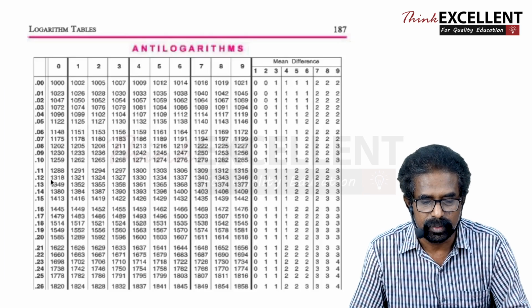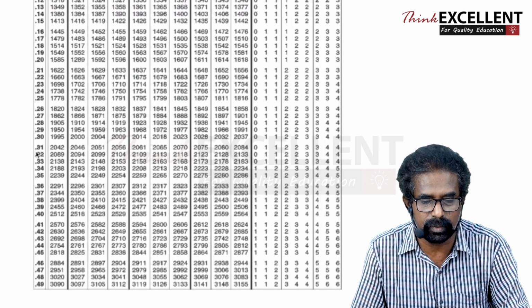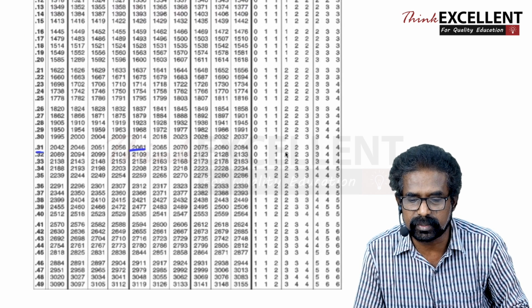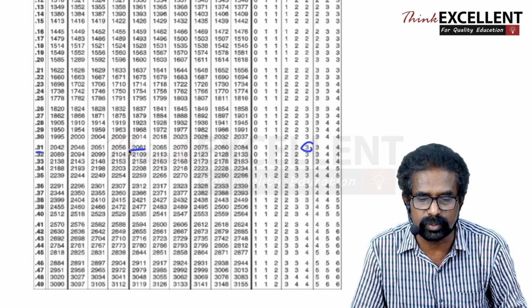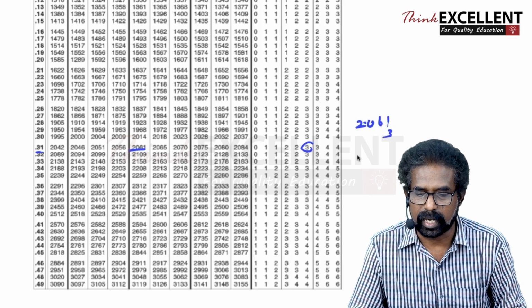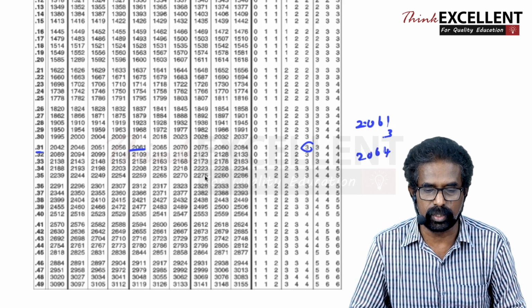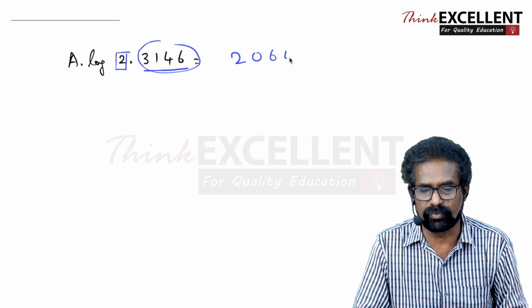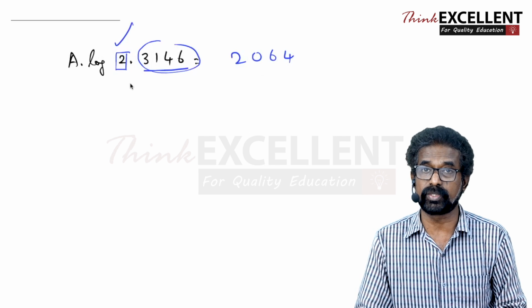3146. See, 31, same method. 31, 4: 0, 1, 2, 3, 4. And 6, for 6 it is 3, so you have to add it. 2061 and 3, add it, 2064, right? 2064.